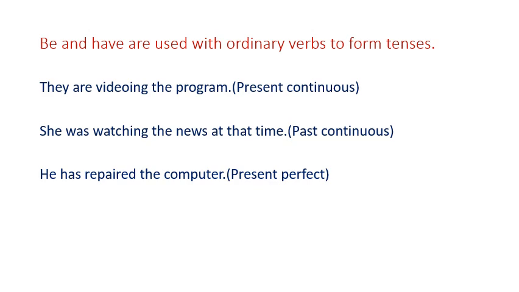Now the next example: She was watching the news at that time. Before the main verb watching, we use was as an auxiliary, and the sentence becomes past continuous. Next sentence: He has repaired the computer. The auxiliary verb has is used before the main verb repaired, and the sentence is present perfect.